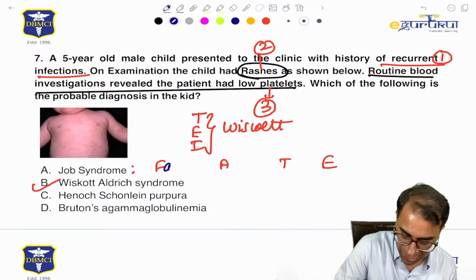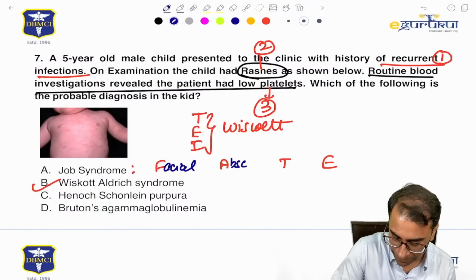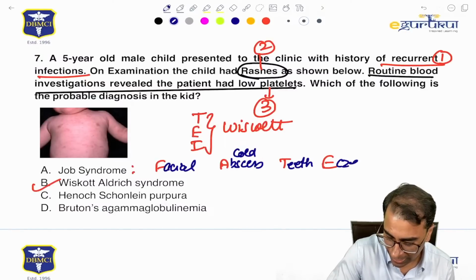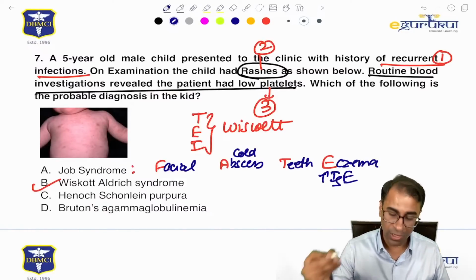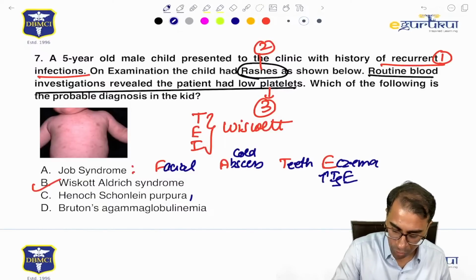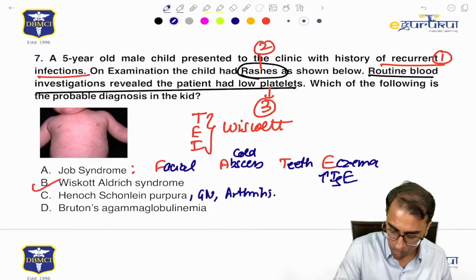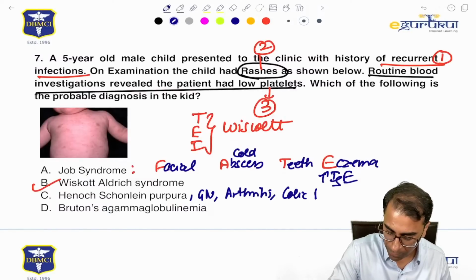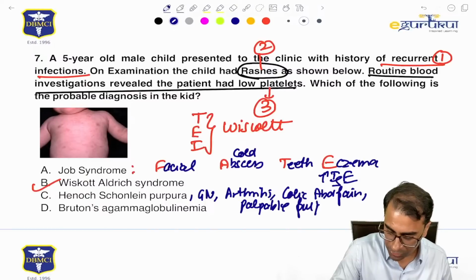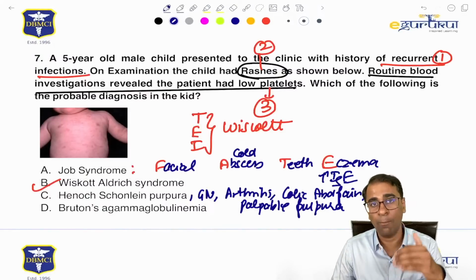Matlab facial anomaly. It can be abscess, which is cold abscess. It can be teeth, which is abnormal, and eczema with increased amount of IgE. It's Job syndrome. Henoch-Schönlein purpura, HSP. It will show you a triad of what? It will show you a triad of glomerulonephritis, arthritis, colicky abdominal pain, and palpable purpura with increase in the thrombocytes, thrombocytosis.